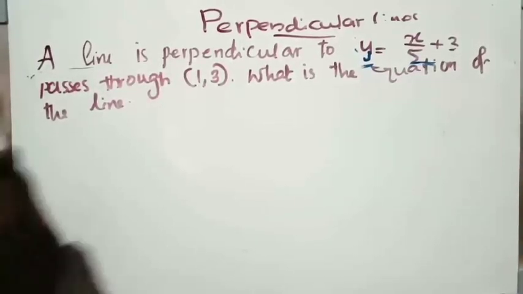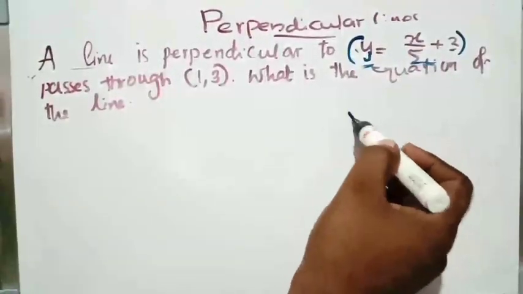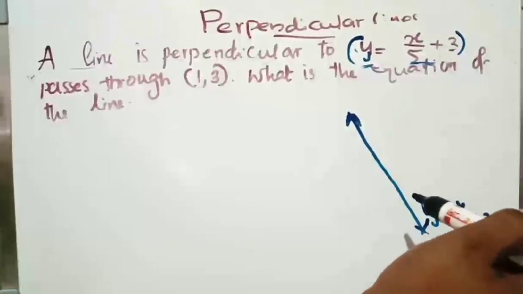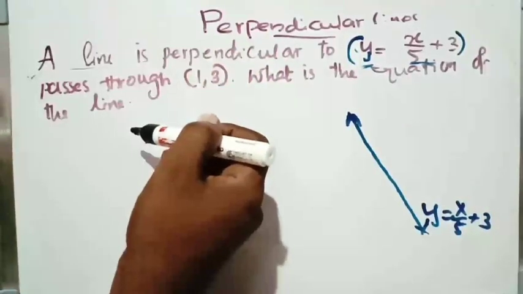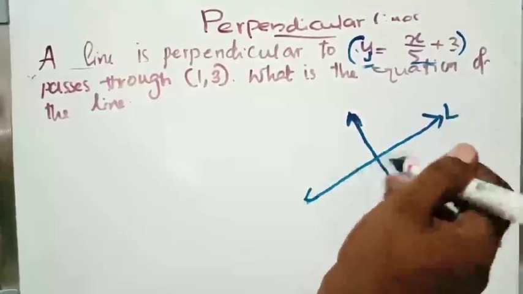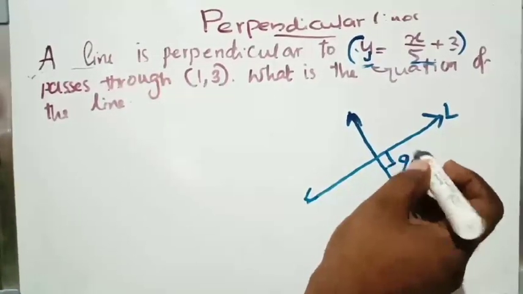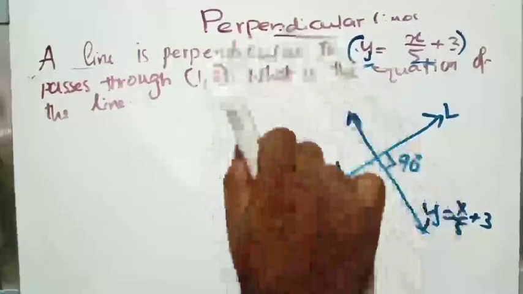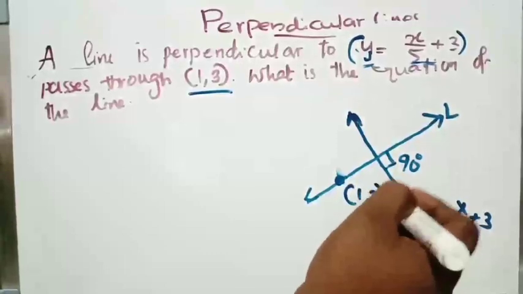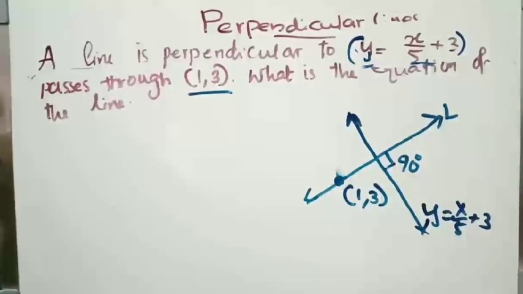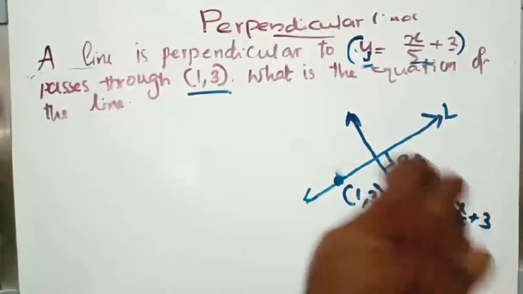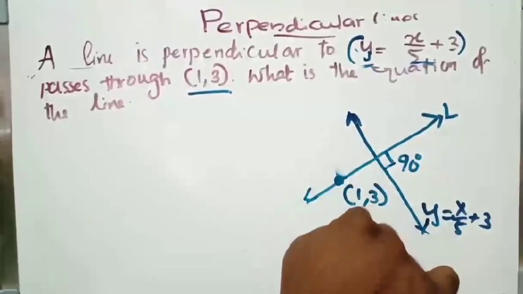So which is the given line here? Yes, y equals x by 5 plus 3. A line is given, which is y equals x by 5 plus 3, and our required line, let it be L, is perpendicular to the given line. That is one condition. And the second condition is that this required line passes through the point (1, 3). So there are two conditions given.